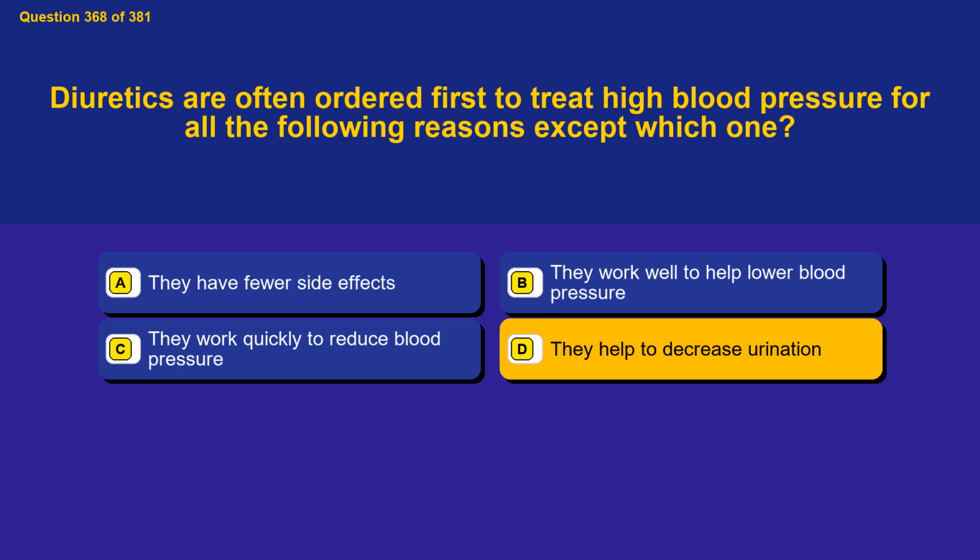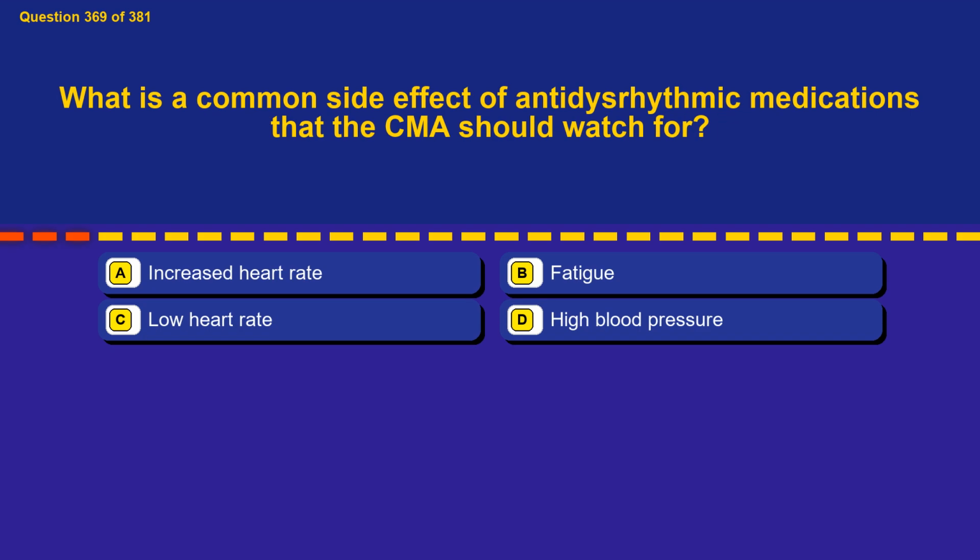The correct answer is option D, they help to decrease urination. Question 369. What is a common side effect of antidysrhythmic medications that the CMA should watch for? Option A, increased heart rate. Option B, fatigue. Option C, low heart rate. Option D, high blood pressure.